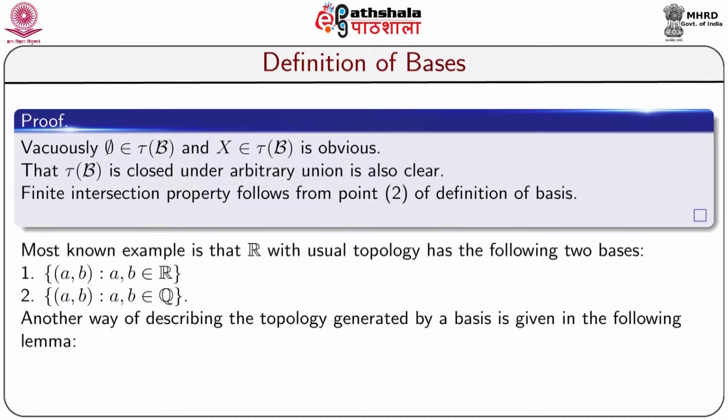Most common examples of a basis in R, that is, in the usual topology: the first one is the collection of all open intervals. We can easily observe that this is a basis. We also get a countable basis of the usual topology of R in this way: the set of all open intervals with rational endpoints.